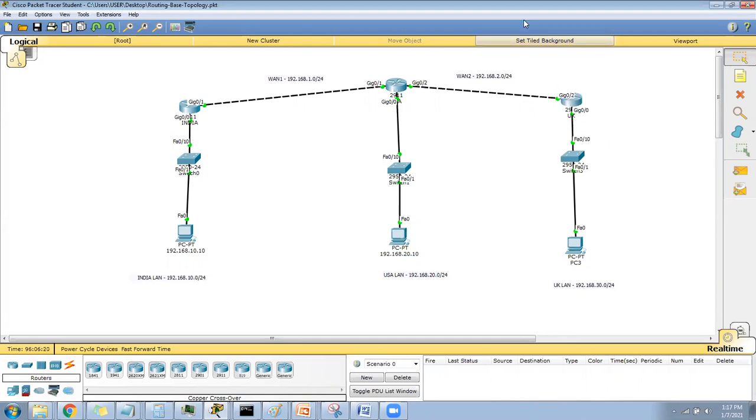You there? Yeah. 3. Okay. Now, what are those? Can you tell me? India LAN, right, and USA LAN also. Exactly. And what will be the next hop? Next hop will be the Gig 0/2 interface IP address.